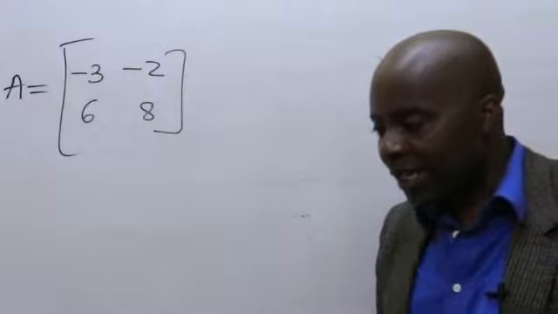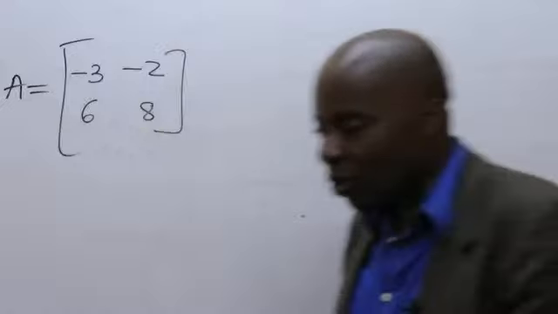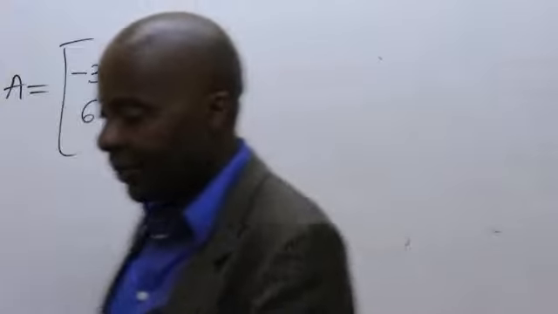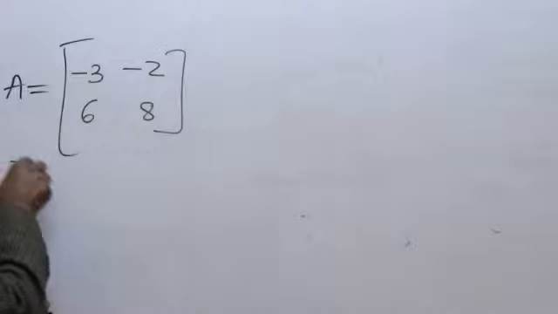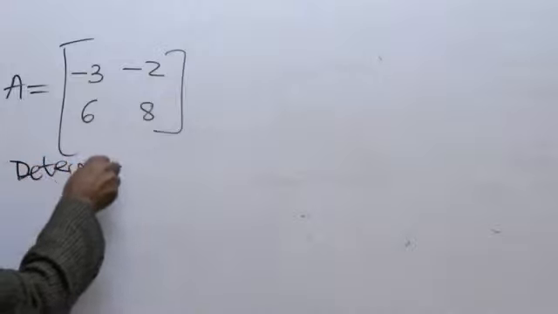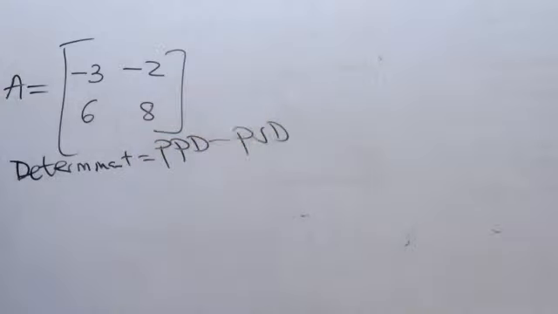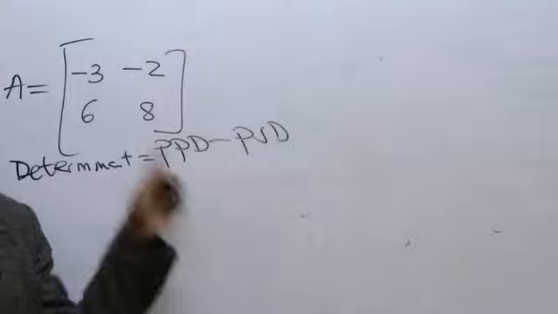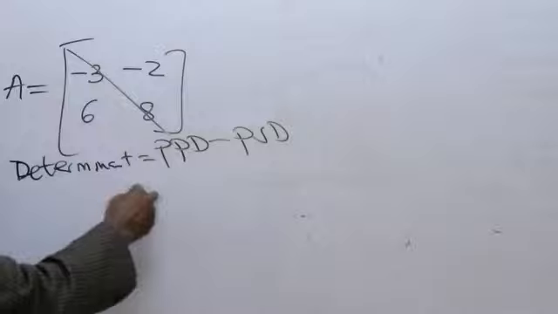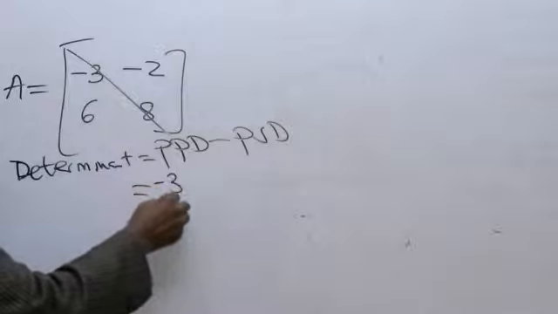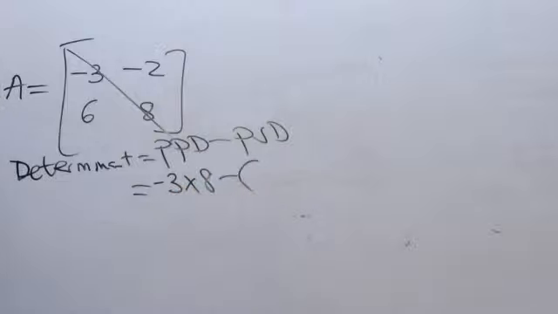So my friend Melchior Pemo gives me -12. Also, Benjamin, Lokai and Mohammed have gotten the same. What those students have remembered in this first step of getting the determinant, the formula is PPD minus PSD: product of primary diagonal minus product of secondary diagonal. So the primary diagonal is -3 times 8, and then minus the secondary diagonal, please.